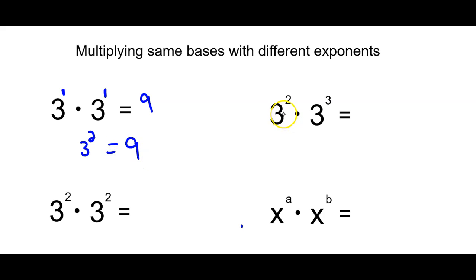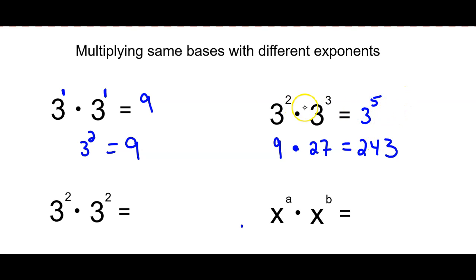Over here, 3 squared times 3 cubed. Well, 3 squared is 9, and 3 cubed is 27. And then we're going to do 9 times 27, which should be 243. But how else could we write this? This was using order of operations. I did exponents first, and then I multiplied. We could also say that 3 squared times 3 cubed is 3 to the 5th.